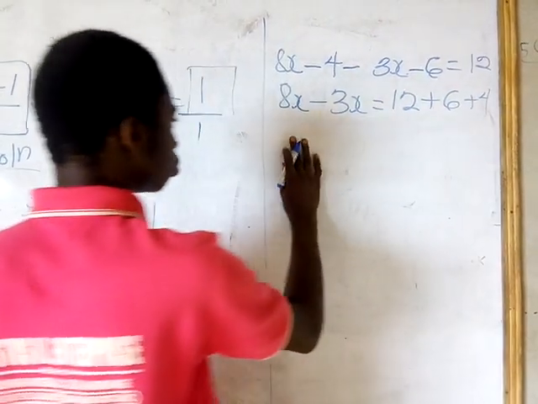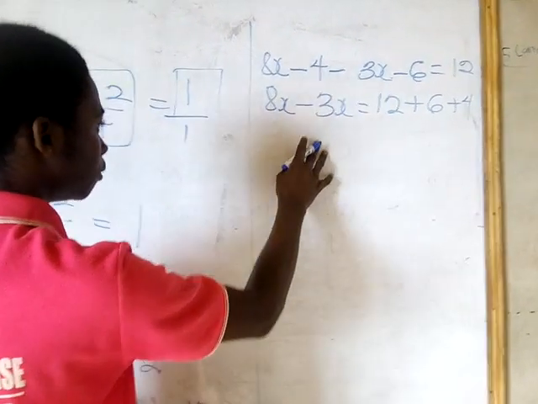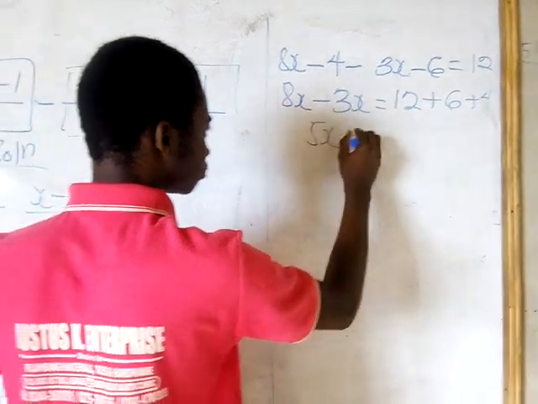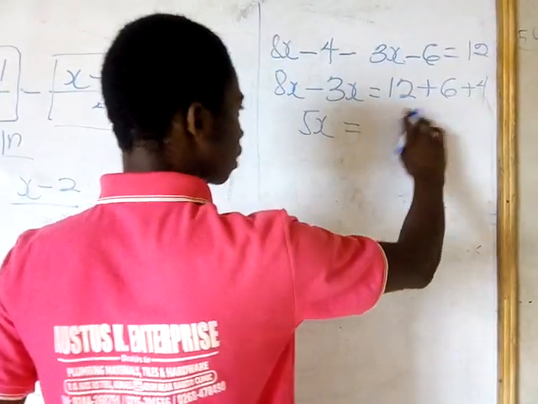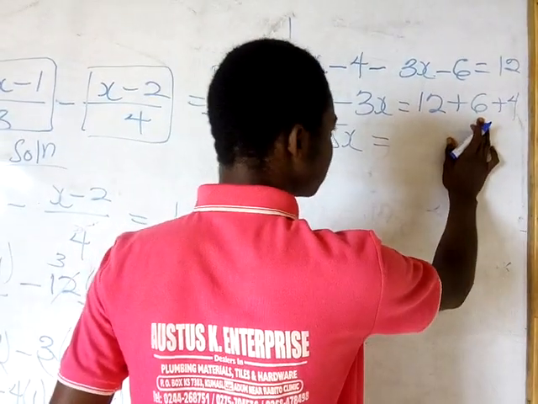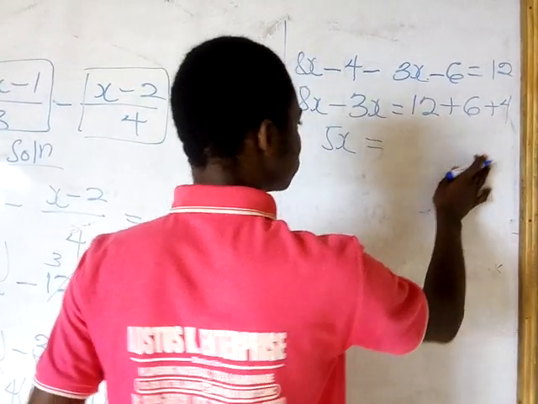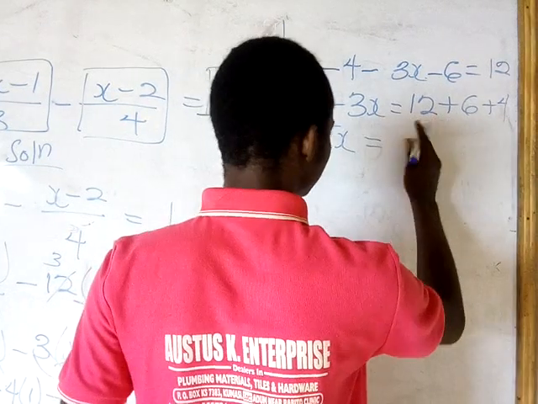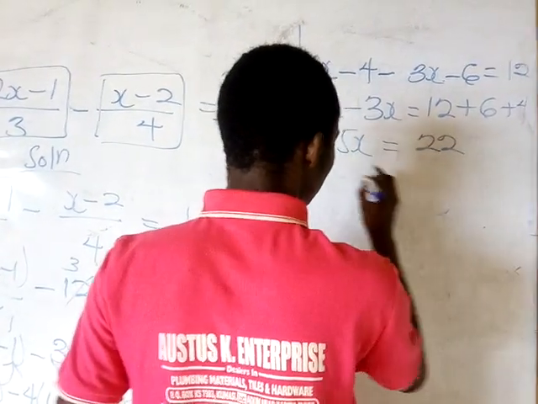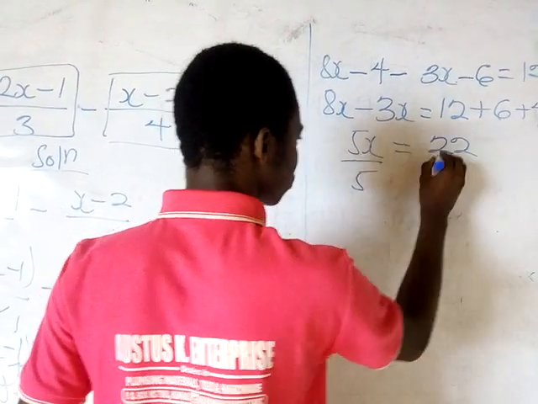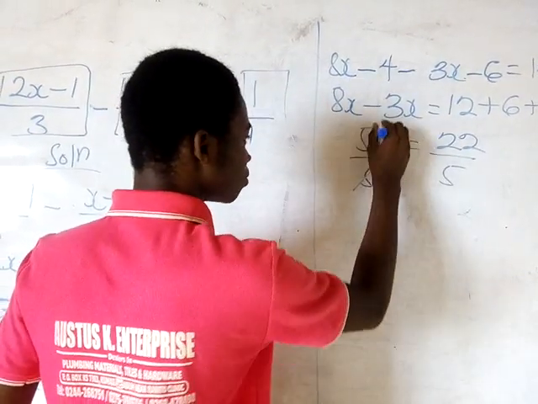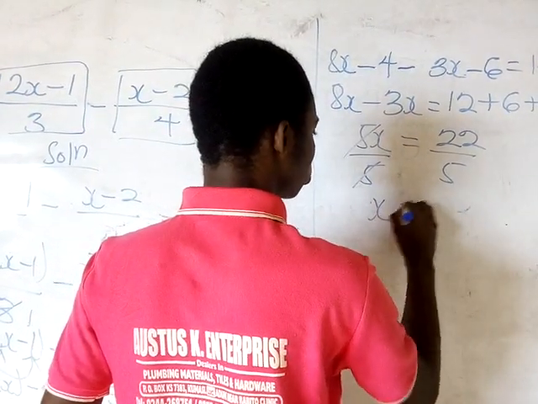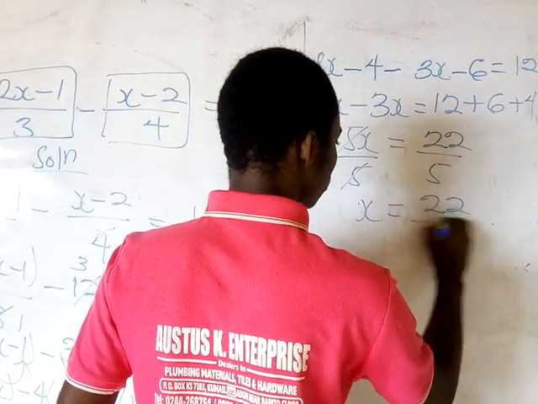So you subtract 3 from 8. That gives us 5x equals to what? We have 12 here, and we have positive 6, and positive 4. So in total, it gives us 22. So divide both sides by 5. So 5 will cancel 5. x is equal to 22 over 5.